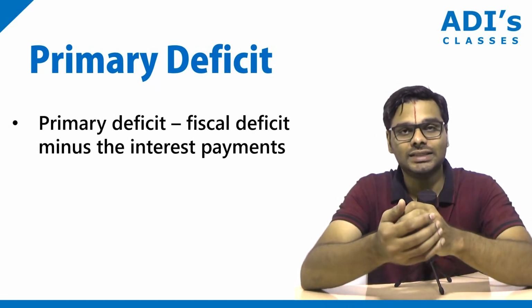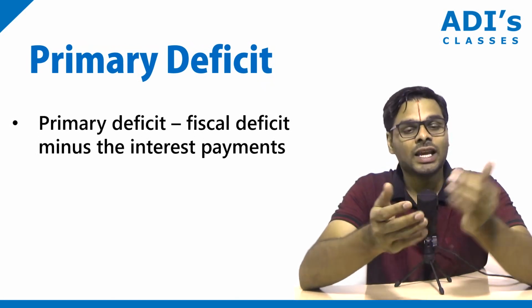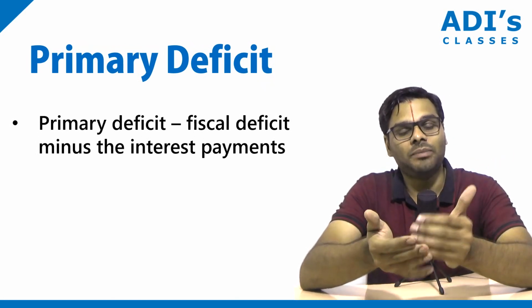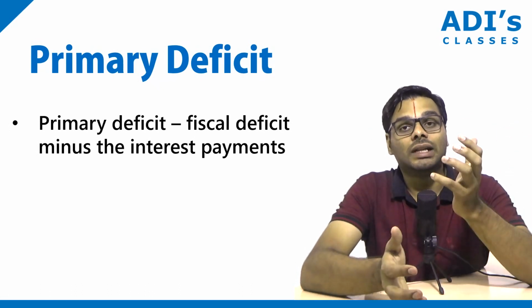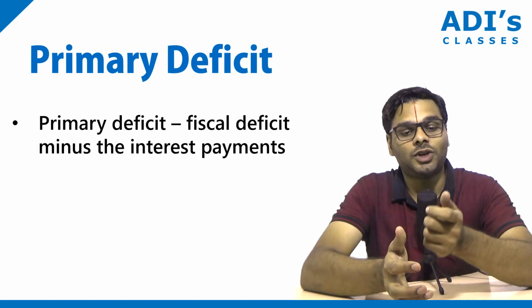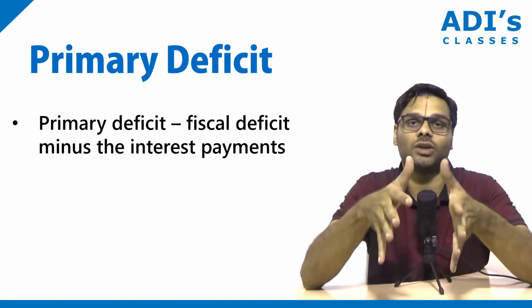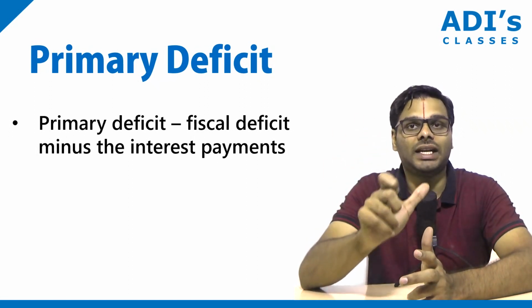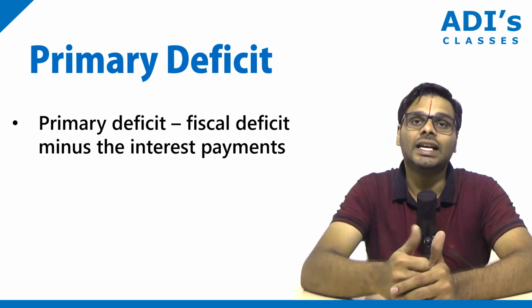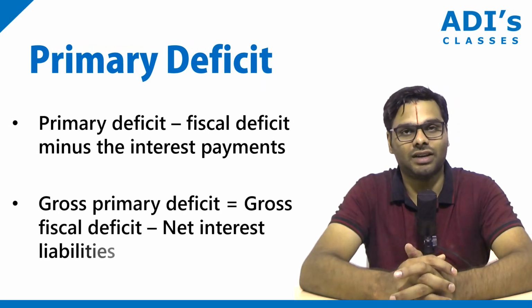I will repeat this. Fiscal deficit includes interest liabilities, right? Now, interest liabilities come as a result of borrowing from previous years also. So, the fiscal deficit is not showing a true picture of how much deficit has happened due to spending in this particular fiscal year. That is why we use the term called primary deficit. Primary deficit is just fiscal deficit minus the interest liabilities of the government.